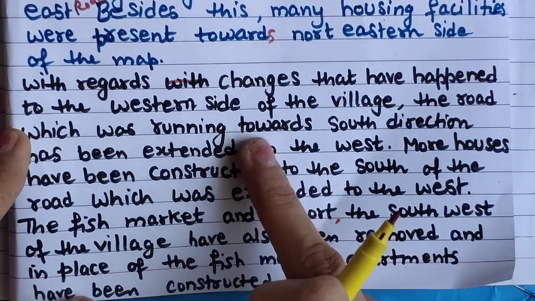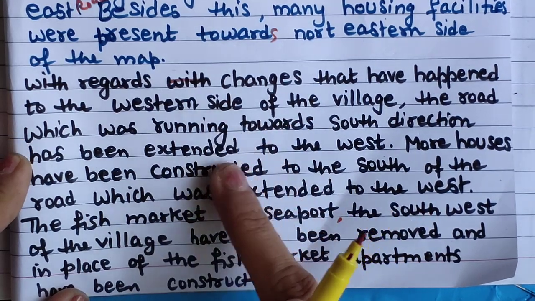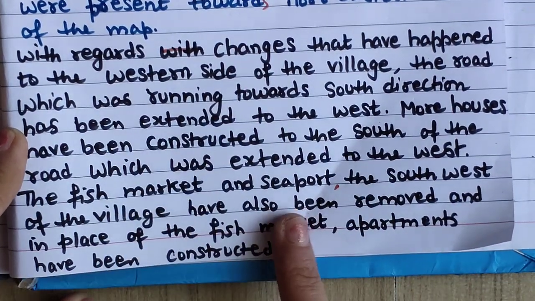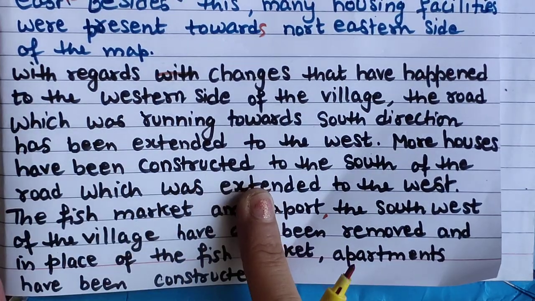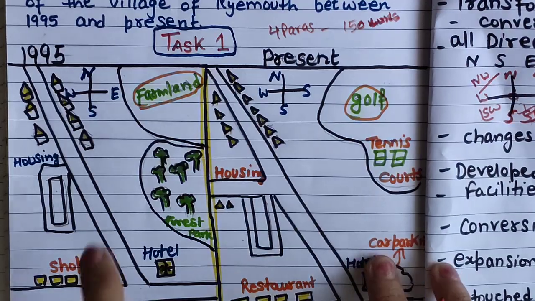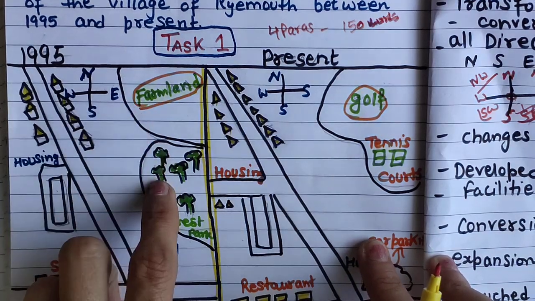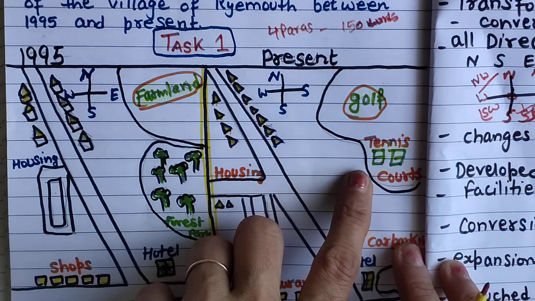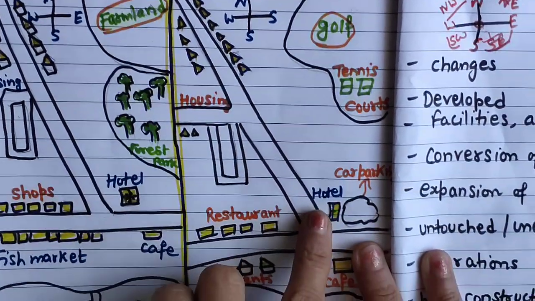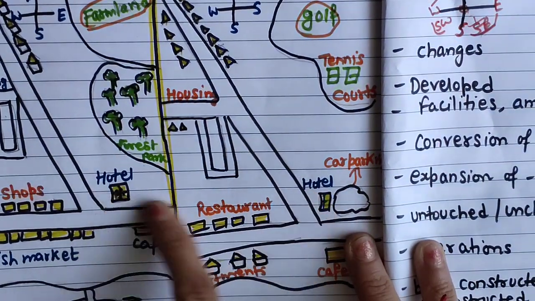So now we have discussed the roads, that they have extended them, and the fish market and seaport. Now the final thing is left. Instead of the farmland and park area, they have converted them into a golf course and two tennis courts. I will be writing that, and of course this car parking they have added with the hotel.